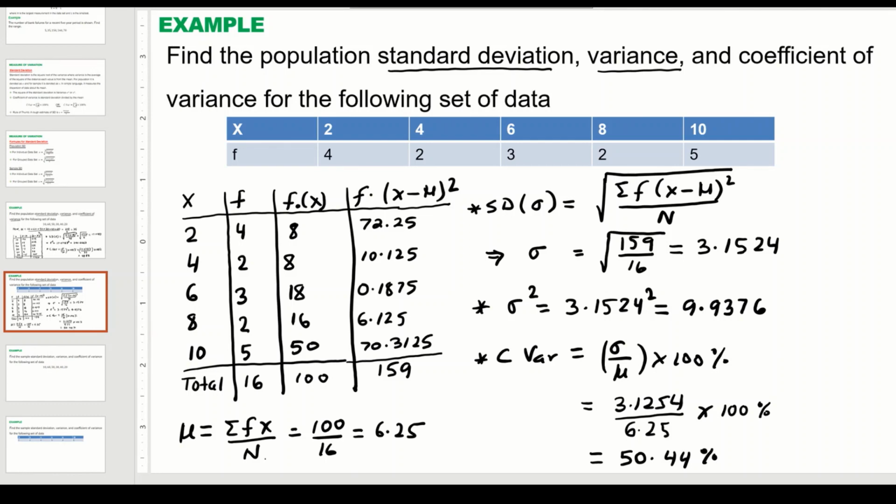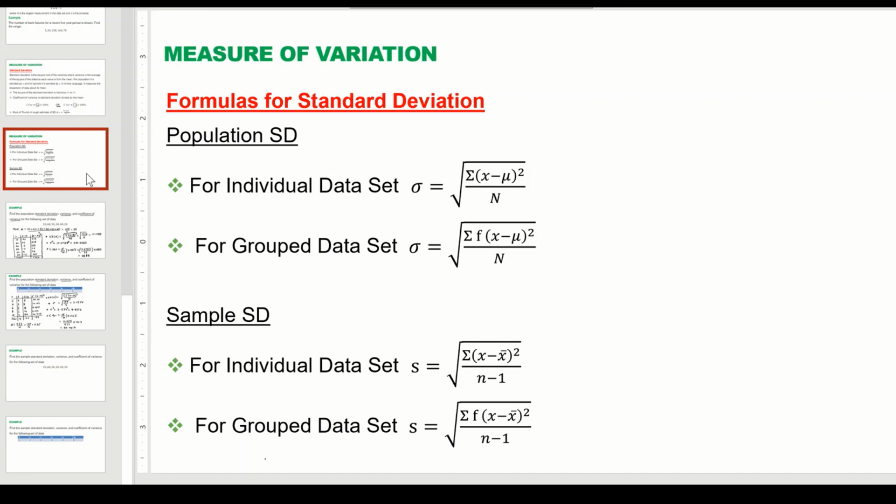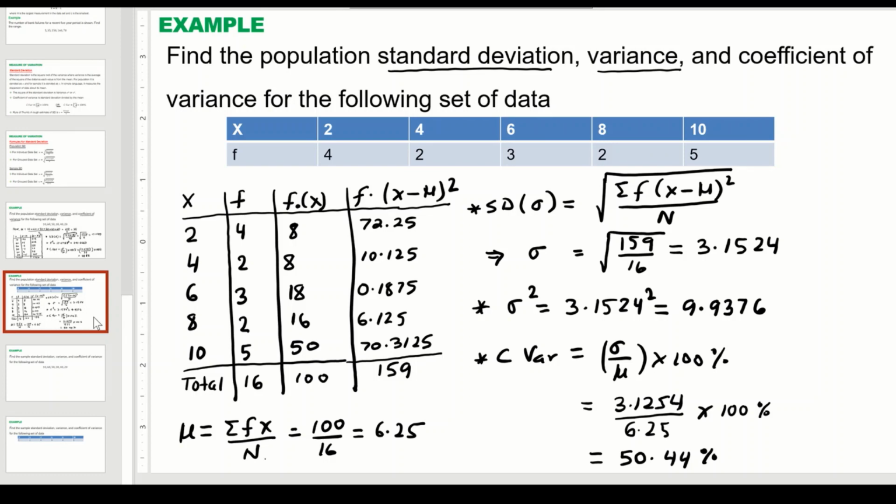Now, if we simplify this using the calculator, you must get 50.44%. We used this formula to calculate the standard deviation, and to find this value we took help of the calculator.